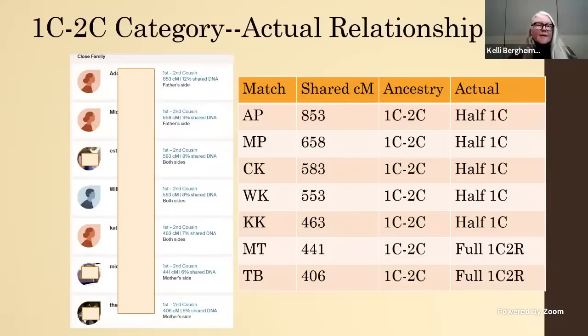Now, the reason I say category is because, of course, those people can each have a different relationship to me. They don't have to be a first cousin and they don't have to be a second cousin. So what I'll often do with a category of matches is I'll write down their names. I've done anonymizing here, but I write down their names, their shared centimorgans with me, and then what Ancestry categorizes them as, which is first to second cousin. And then what's the actual relationship once I figure it out? So in my 7 first to second cousin category, I don't have any first cousins and I don't have any second cousins. What I have are 5 half first cousins and I have 2 full first cousins twice removed. And that's who's in my first to second cousin category.